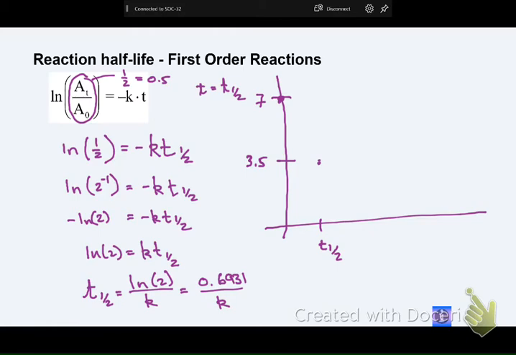Now, that becomes the new initial concentration. If I go out another half-life, and remember, half-life doesn't depend on concentration, so it's exactly the same as the first half-life. What's the concentration at the second half-life? Yeah, 1.75, 3.5 divided by 2, right? Visually, it's halfway here. This is 1.75.